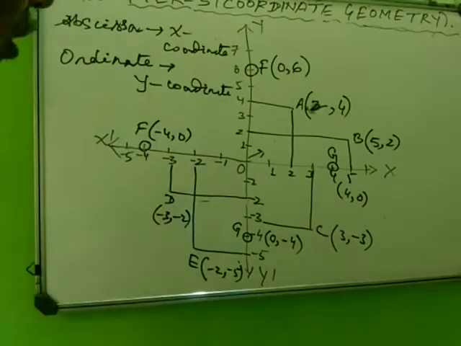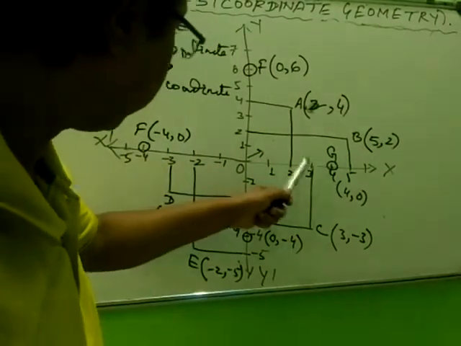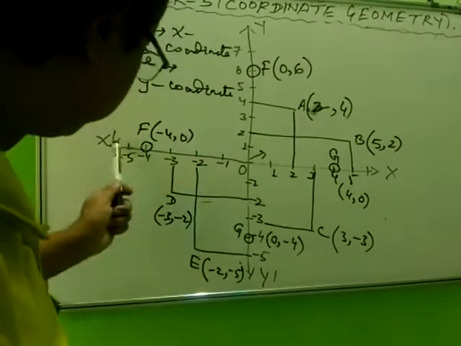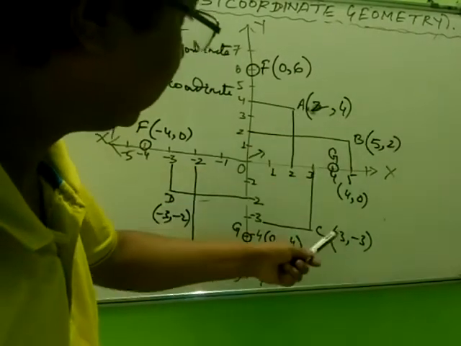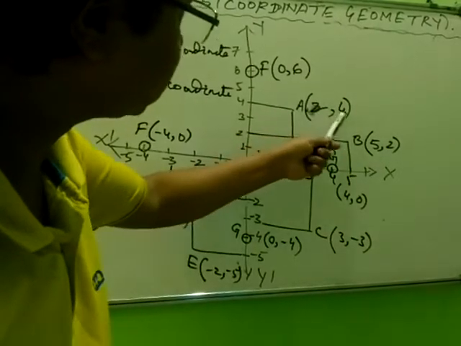Now you see here, those points that do not lie along the axes, that means on these two lines, will lie in the quadrants, and for these points you will not see any zero.